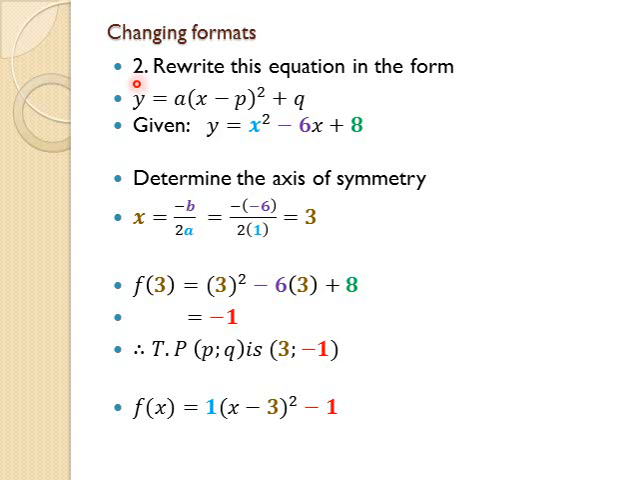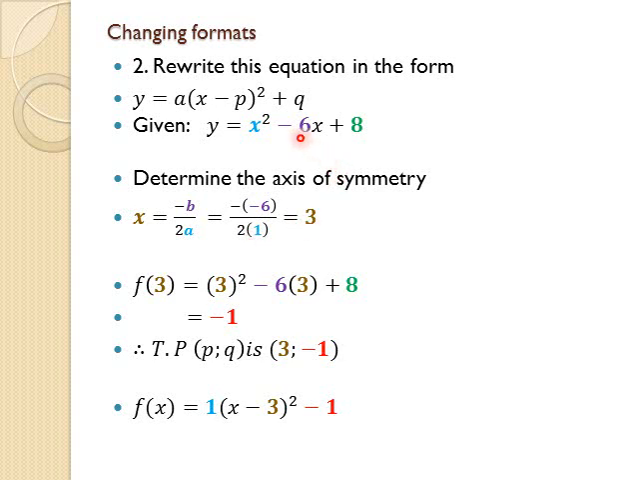Problem number 2, they say rewrite this equation in the form y equals a, x minus p squared plus q. From the previous example, we got y equals x squared minus 6x plus 8. So first we're going to determine the axis of symmetry. The equation for the axis of symmetry is x equals minus b over 2a. b is negative 6, so that becomes negative of negative 6. a is 1, there's an invisible 1 there, so that becomes 2 times 1. Positive 6 divided by 2, x equals 3.